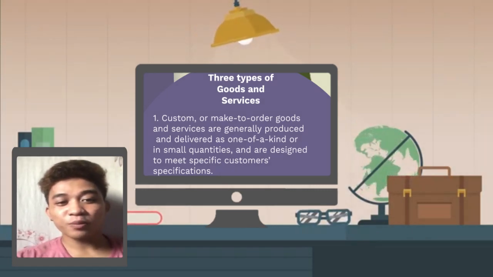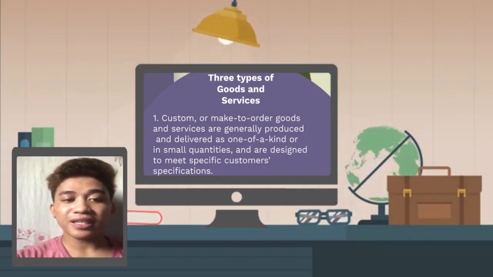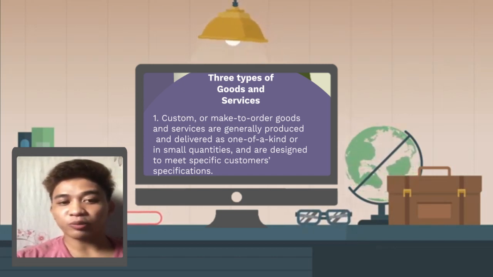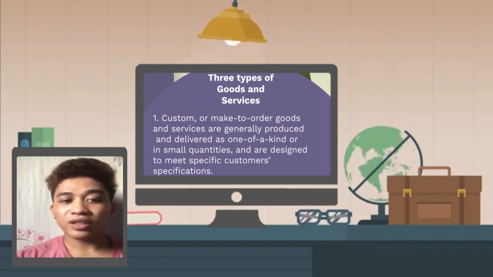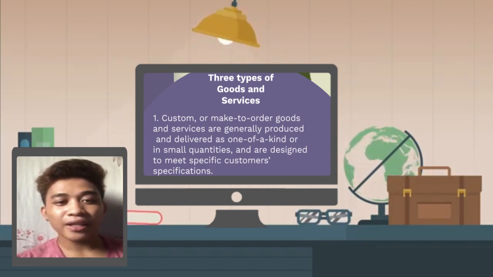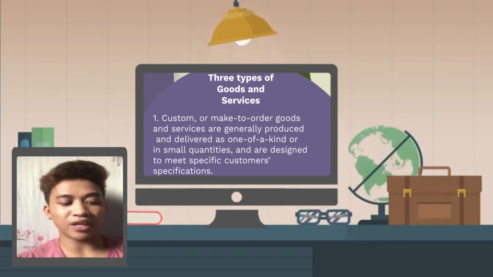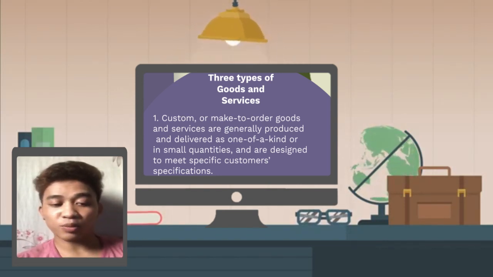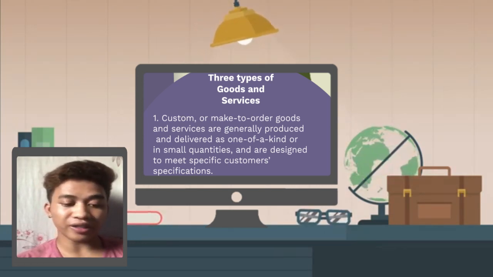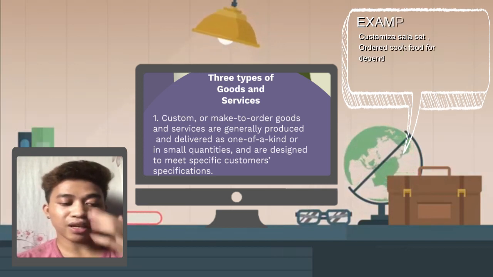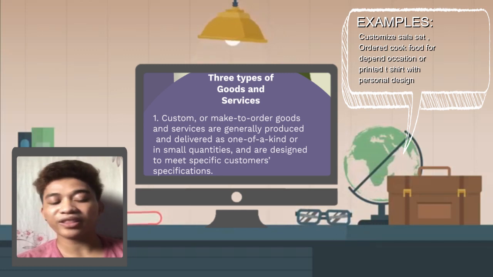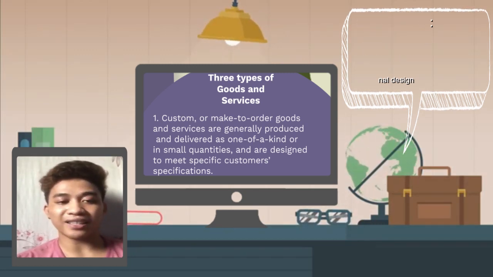The three types of goods and services. First is the custom or make-to-order goods and services. These are generally produced and delivered as one of a kind or in small quantities and are designed to meet specific customer specifications. This product begins to be produced or manufactured only after the confirmed customer order is received. For example, a customized salad set, ordered cooked foods for different occasions, or printed t-shirts with personal designs.